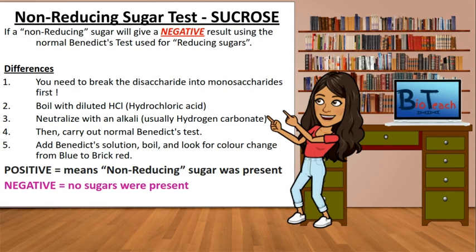a no colour change test would show that no sugars were present. I should remind you at this stage that the intensity of the colour depends on the concentration of sugar present in a sample. The darker the colour, the more sugar is present. We can usually carry out something called colorimetric analysis, which allows us to quantify the sugar present. I will cover this in another video, so look out for that very soon.